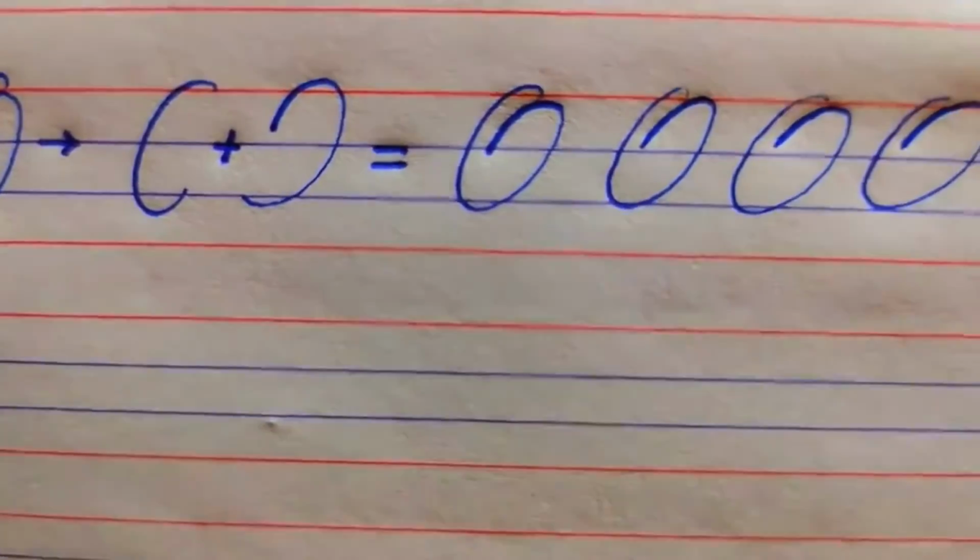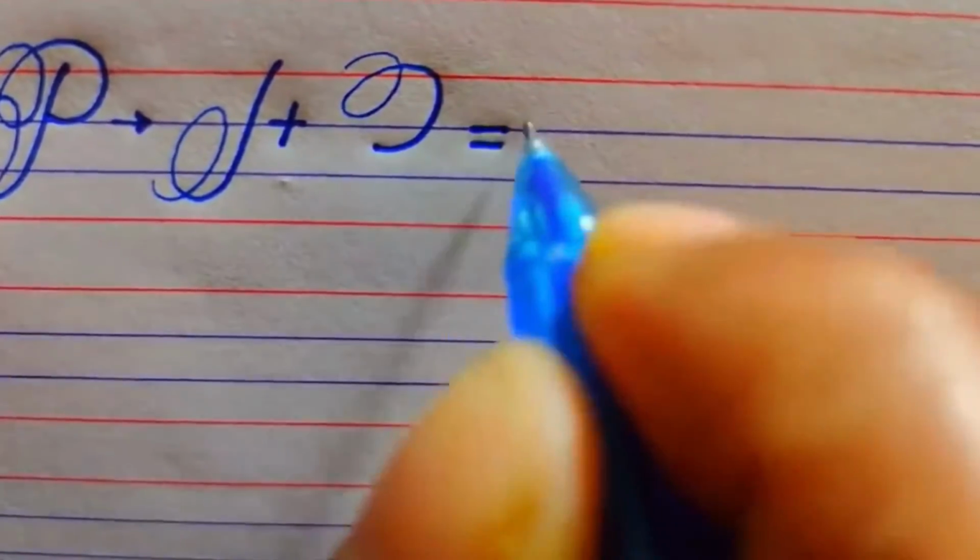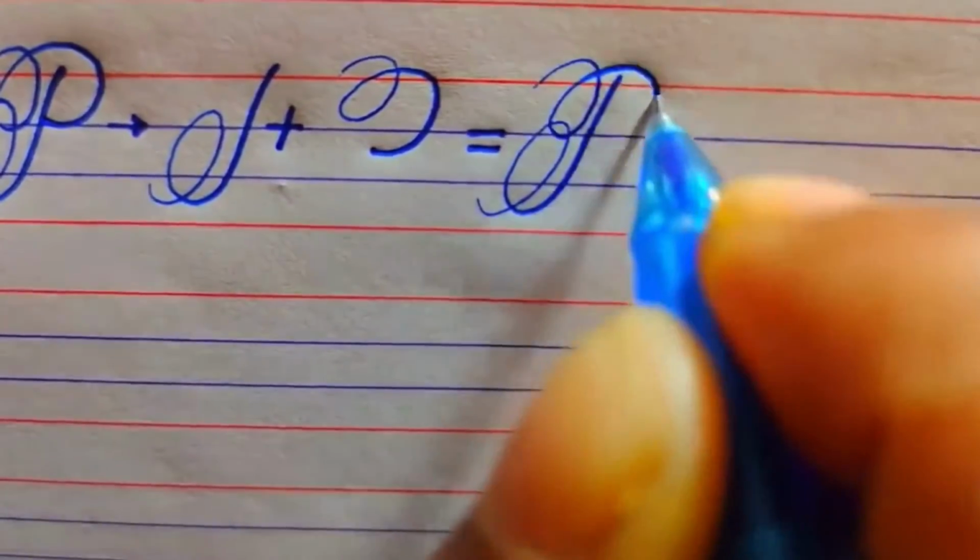O. Here the third, it's P. The first word of P, the second one is equal to P.